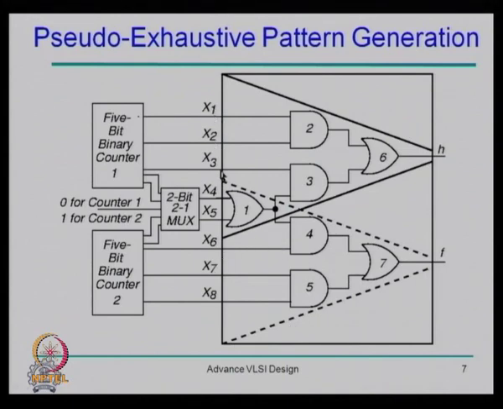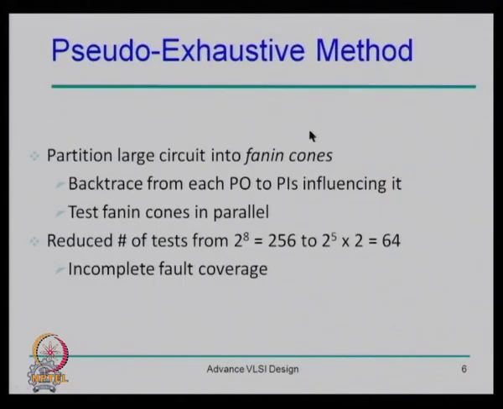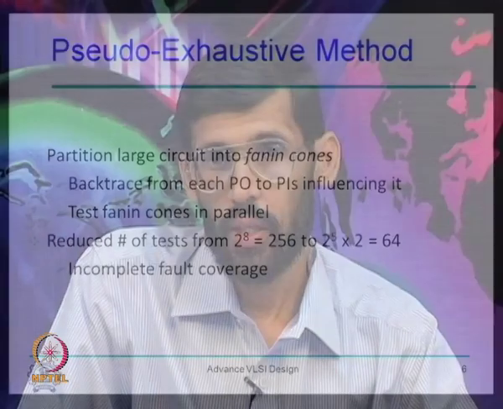So, now X1 to X3 are affecting only H and X6 to X7 are affecting only F. If I generate exhaustive patterns for these 5 and exhaustive patterns for these 5, I can get a similar kind of confidence that I am getting through exhaustive test. Now if you look at how many patterns we need, for 8 inputs we need 2^8, that means 256 patterns, but here I'm dividing that into 2 sets, each of 5 inputs, so from each set I am generating 2^5 patterns, and then there are 2 sets, so that means a total of 64 patterns. So, there is a good amount of reduction in the number of patterns, but still if you go beyond say 50 inputs or 100 inputs, this approach again turns out to be impractical, hence we cannot use this approach as well.